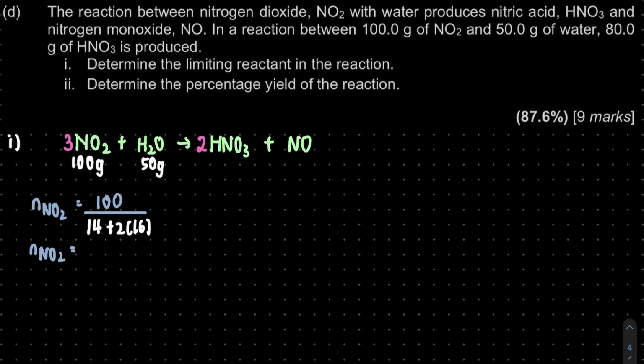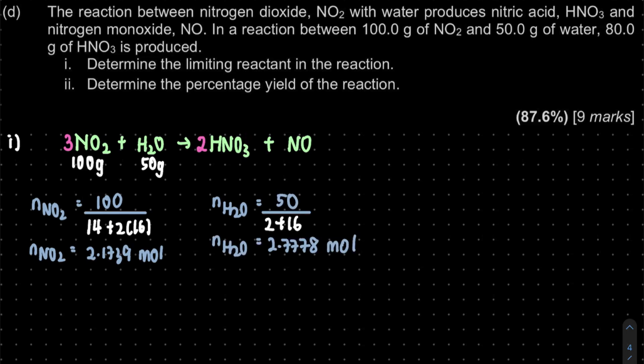From here we know that the number of mole of NO2 will be 2.1739 mole. Don't forget to write down the unit. And then the number of mole of H2O. I'm just going to substitute all the values. This is the number of mole for the H2O, and this is the number of mole of NO2. This is the available, or the provided one, the one provided at the start of the experiment.